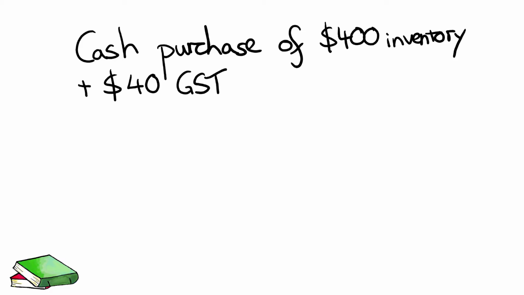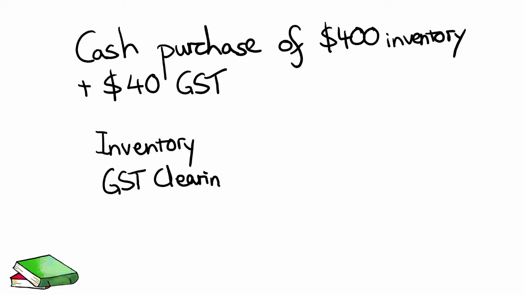So the first transaction we're going to take a look at is the cash purchase of $400 inventory plus $40 GST. So we'll take a look at the journal first. The elements that are affected include inventory, GST clearing, and your bank.